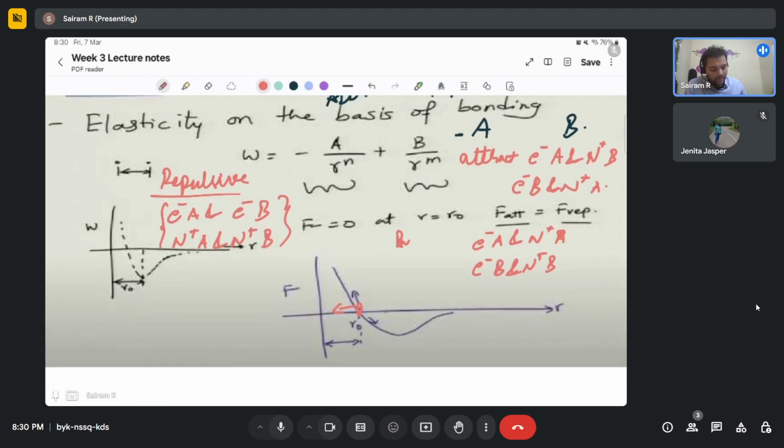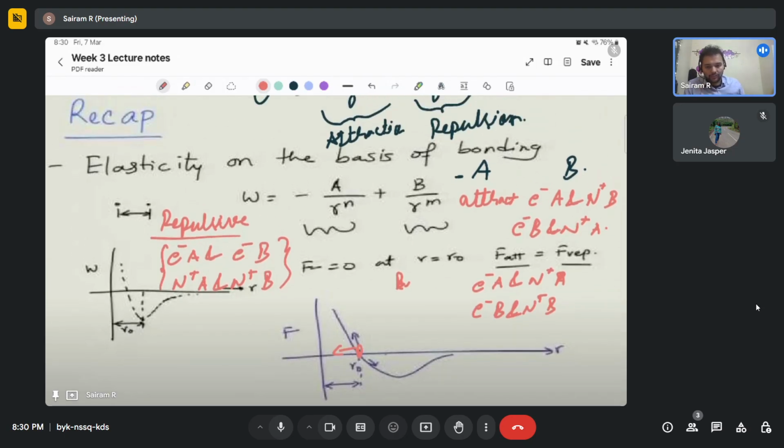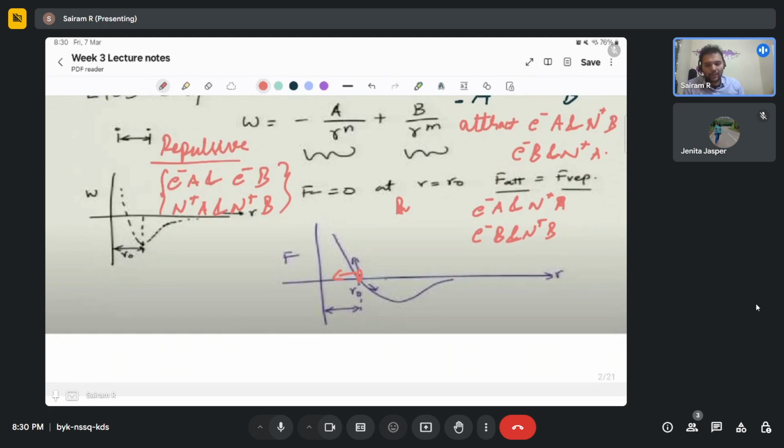When we plot the potential energy versus r and the F versus r graph, if we continue this for F versus r, this is the point. It will be slightly different: the force becomes zero here at r naught, and then it will continue to be negative and move away.